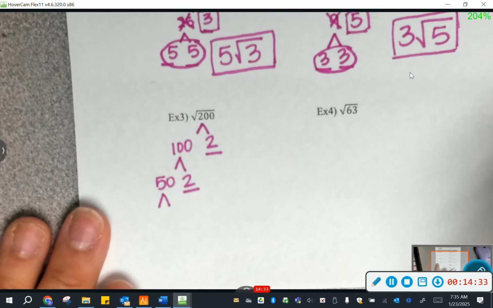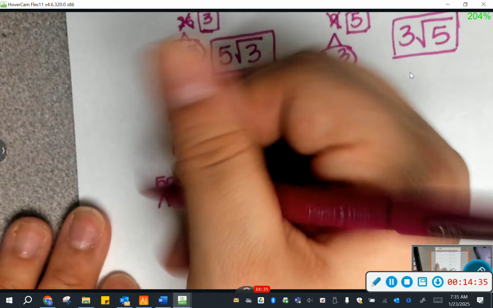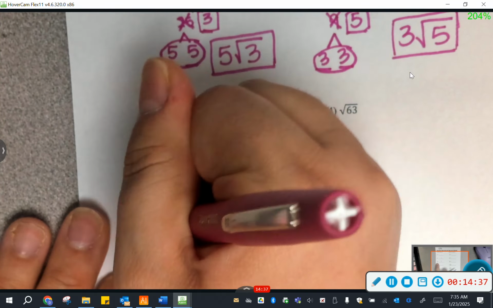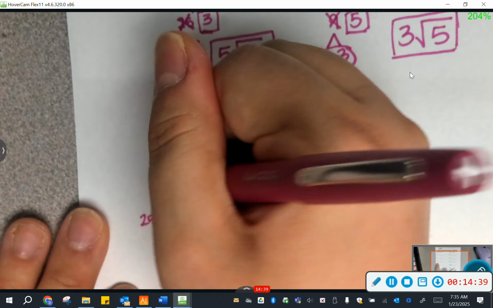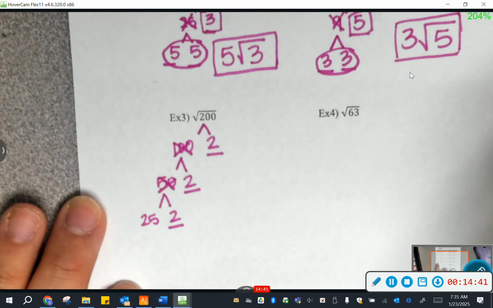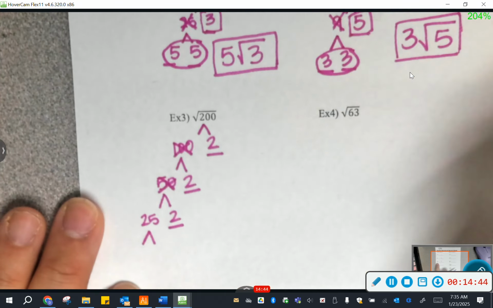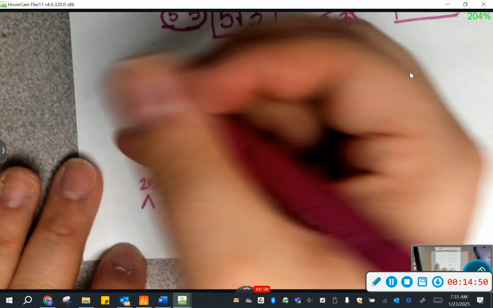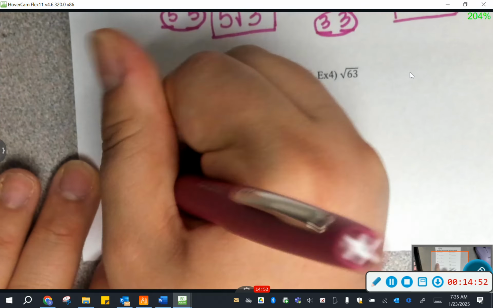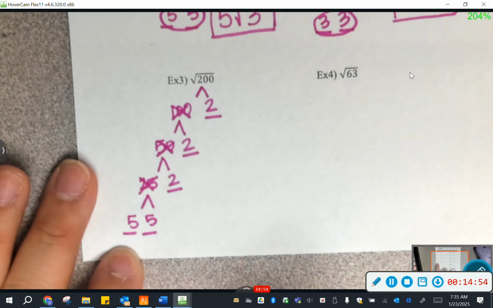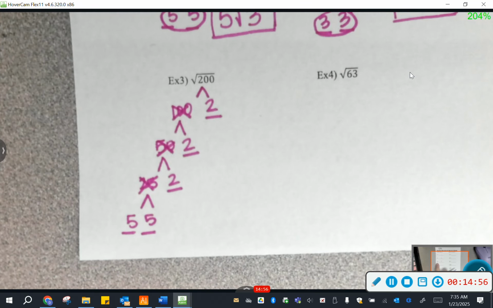How can I do 50? 25 and 2. And I'm going to cross out 100. I'm going to cross out 50. I'm done with them. How can I do 25? What's 25? 5 and 5. Cross out 25. And this is what I end up with. This is called a factor tree. I got all the main factors.